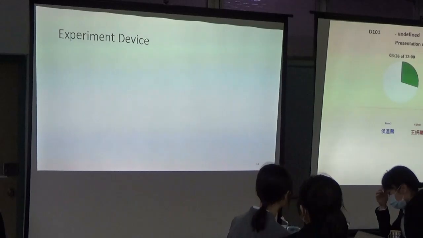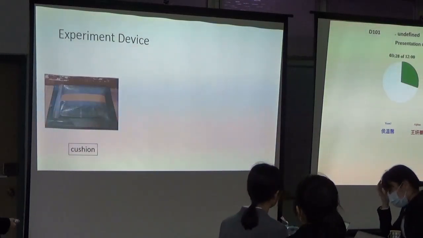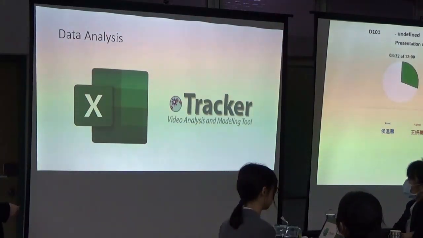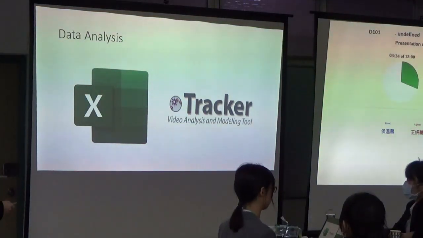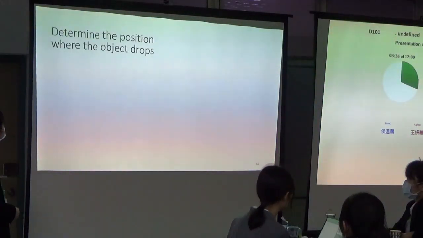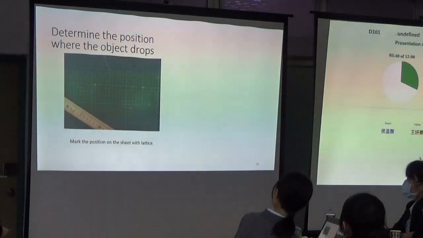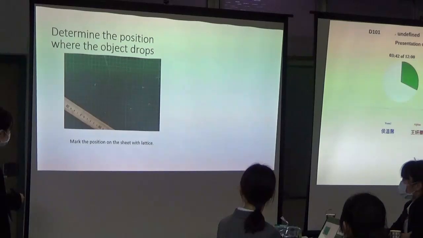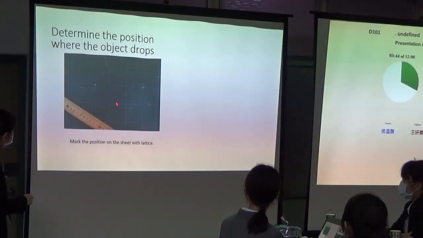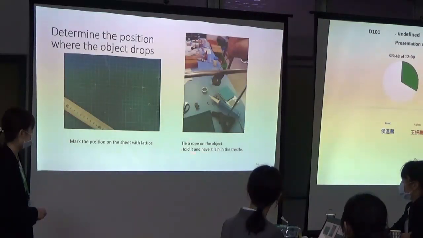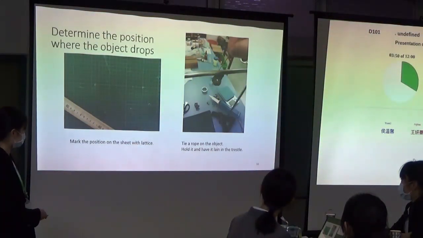And next is my experiment device. This is a cushion, chassis, and object. And I use Excel and tracker to do my data analysis. And the first step, determine the position where the object jumps. I mark the position on the sheet with letters, and then tie a rope on the object, pull it, and have it land in the chassis.